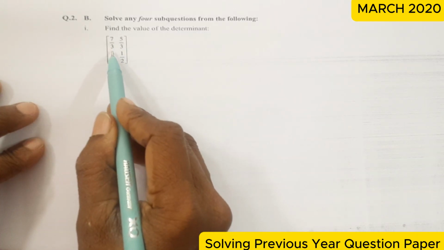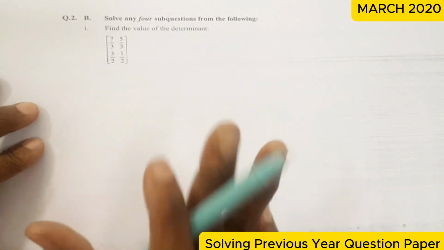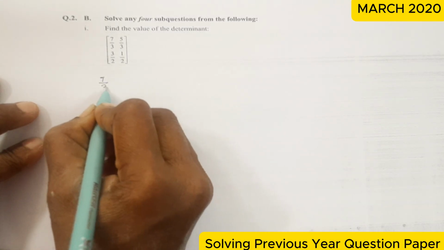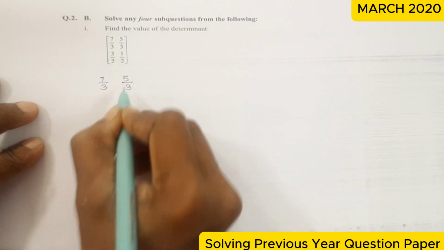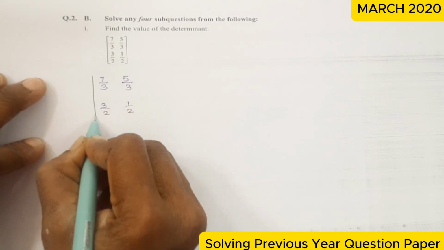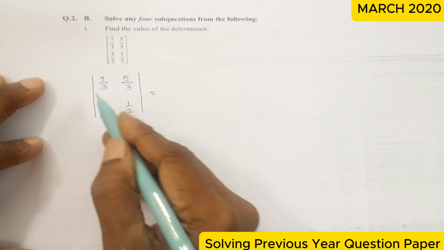So 7 upon 3, 5 upon 3, 3 upon 2, 1 upon 2. Now here students, first we write 7 upon 3, 5 upon 3, here 3 upon 2, 1 upon 2 in the determinant form. Then you do the cross multiplication.